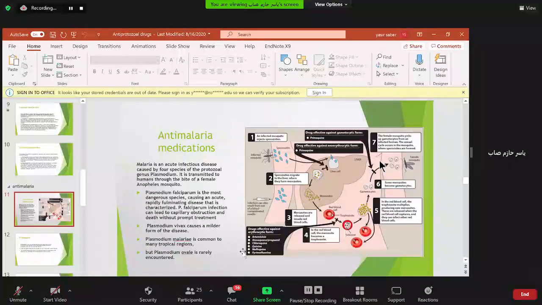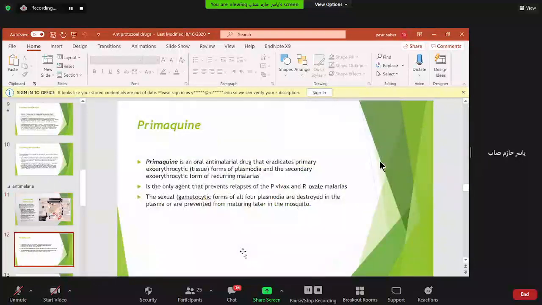Primaquine is the oral antimalarial drug that eradicates the primary exoerythrocytic form of Plasmodium, usually in tissue. It also eradicates the secondary exoerythrocytic form of recurring malarias, and is the only agent that prevents relapse of Plasmodium vivax or ovale malarias. The sexual gametocytic forms of all 4 Plasmodium species are destroyed in the plasma and prevented from maturing later in the mosquito.